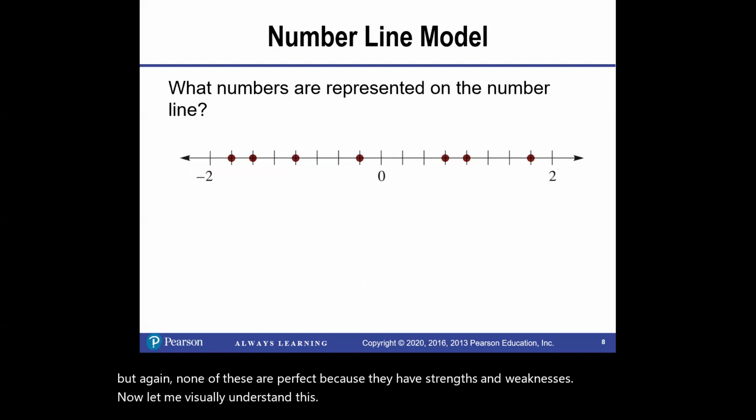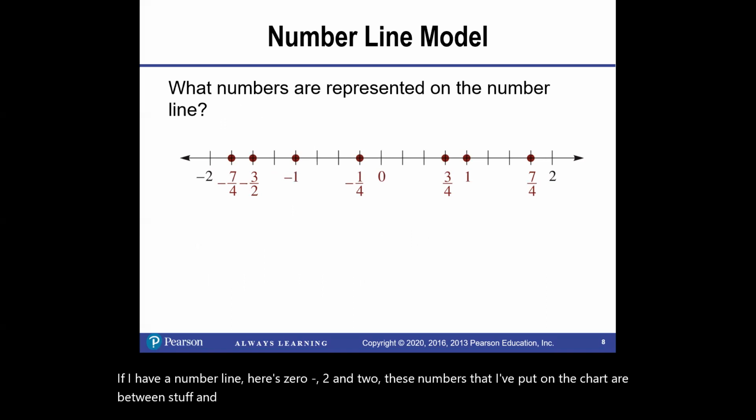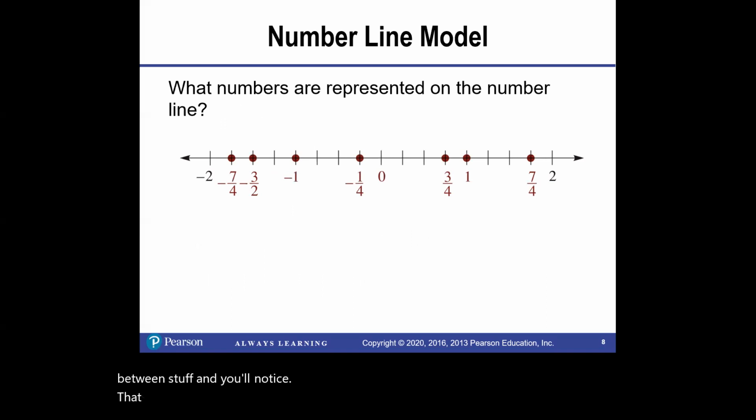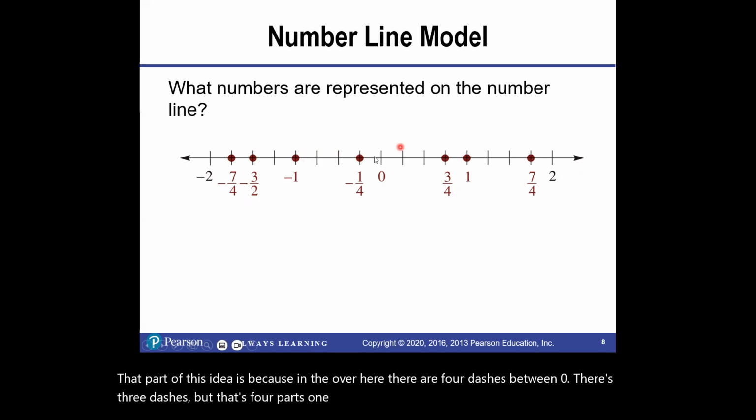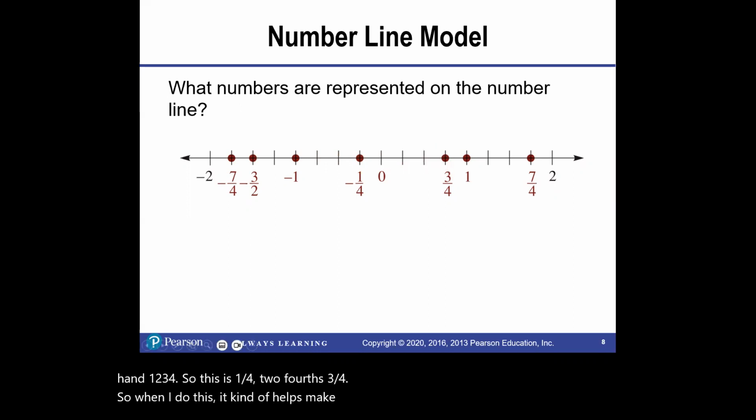If I have a number line where here's 0, -2, and 2, these numbers that I've put on the chart are between stuff. And you'll notice that part of this idea is because over here, there are 4 dashes between 0. There's 3 dashes, but that's 4 parts. 1, 2, 3, 4. And I move 1 part, so it's -1/4. On the other hand, 1, 2, 3, 4. So this is 1/4, 2/4, 3/4. So when we do this, it helps make this understandable a little better.